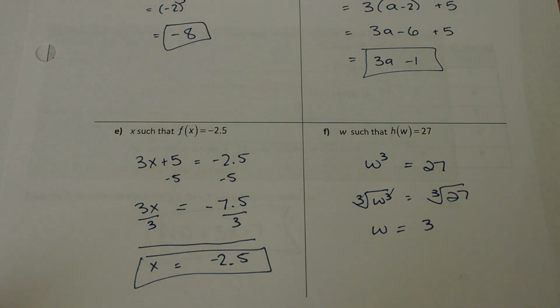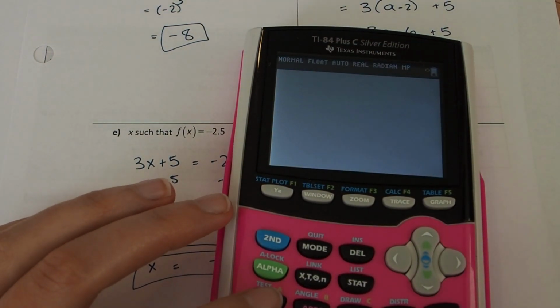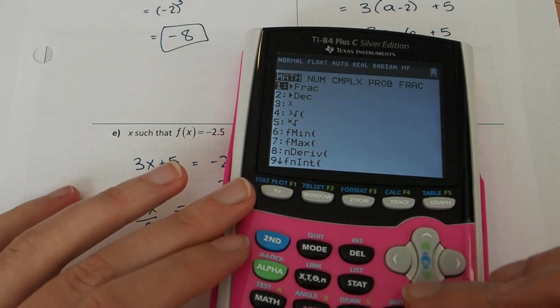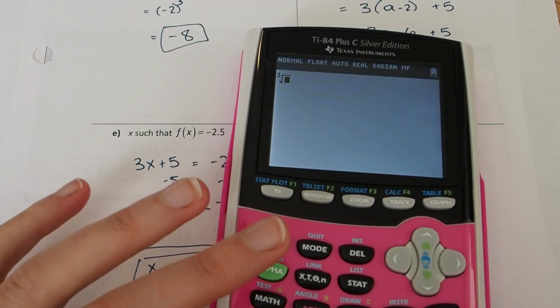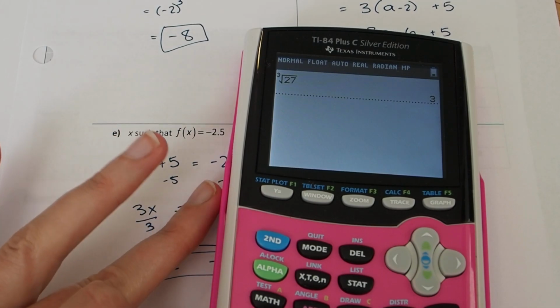If you're not sure how to do a cube root, it's what number multiplied by itself 3 times gives you 27. You can also use your calculator. If you go into the math menu, option 4 right there is the cube root. You can do the cube root of 27. Okay, so you do get 3.